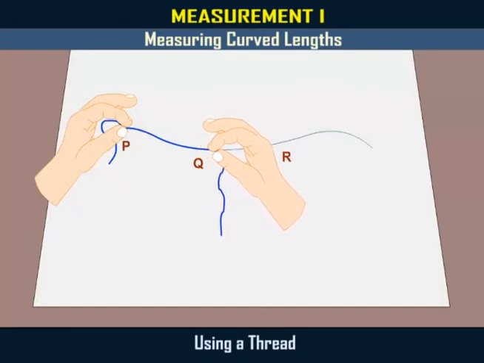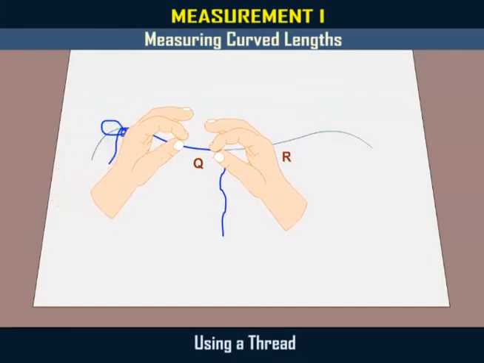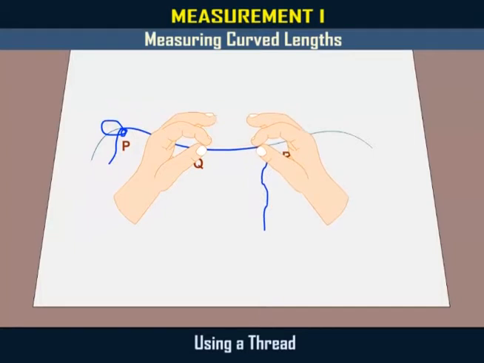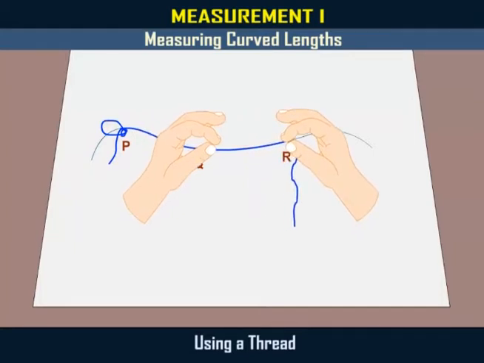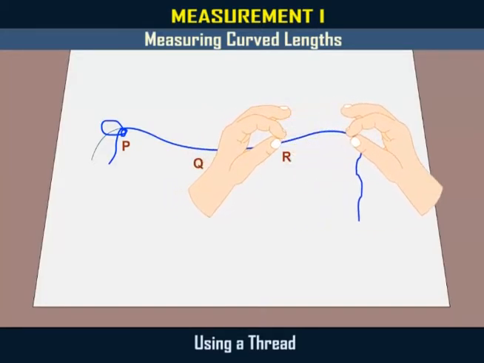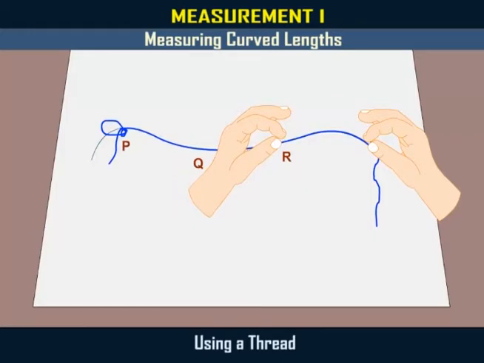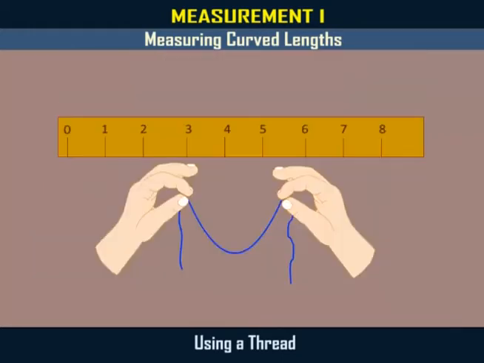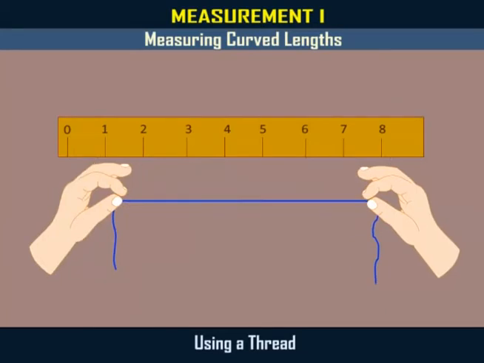Secure the thread at point Q, releasing the knot at point P. Do the same along the remaining part of the line and secure it at point R. Continue with these steps until you reach the end of the line. Mark the thread where it lands with the end of the line. Stretch the thread and measure its length using a ruler. The length of the portion of the thread is an estimate of the length of the curved line.